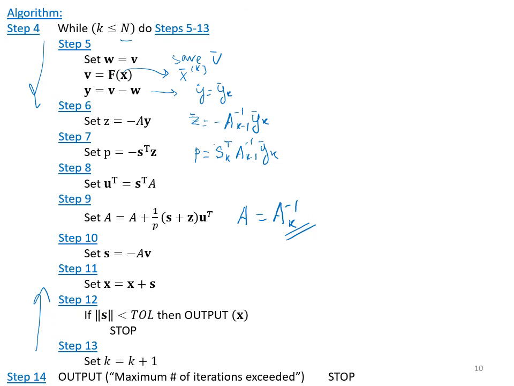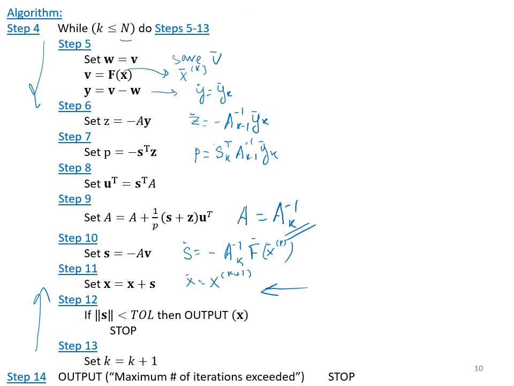Step 10, we define vector S, which is going to be this formula where X we take at the kth iteration as well. And step 11, we compute vector X at k plus 1 step. This is our final step, step 11.